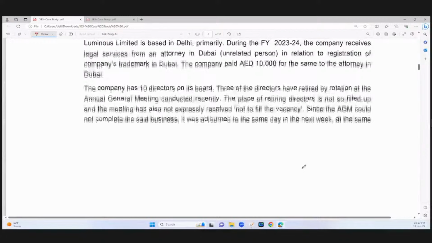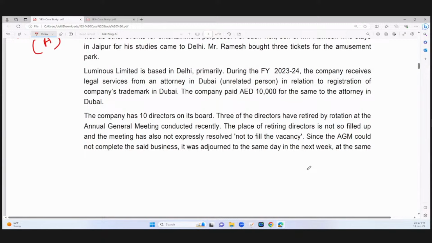So if we look at the question, this question is based on section 152, subsection 6 and subsection 7. Rotational directors. What is the rotational directors concept? The reason behind incorporation of this rotation of directors is that at every annual general meeting, some directors are liable to retire by rotation. Why has this provision been incorporated? Because the board of directors cannot control their composition on their own. So this power has been given to the annual general meeting.